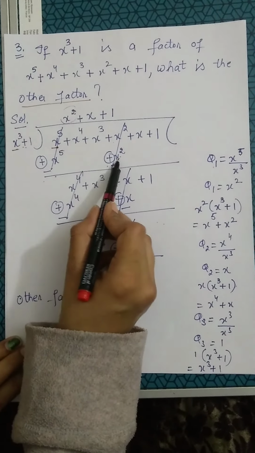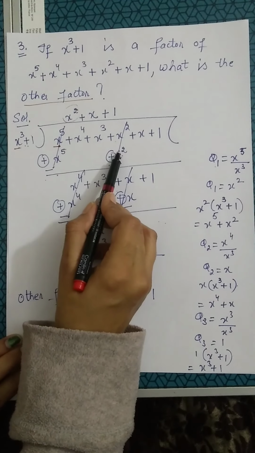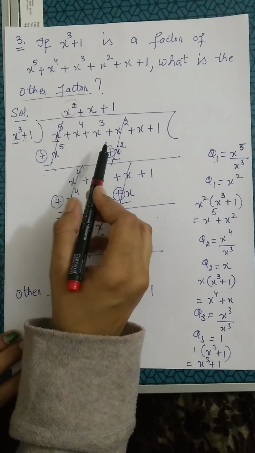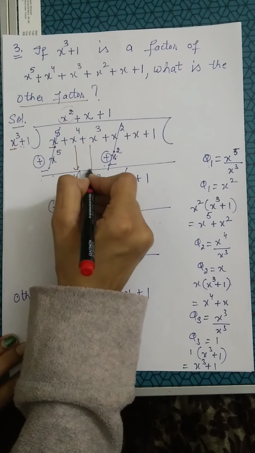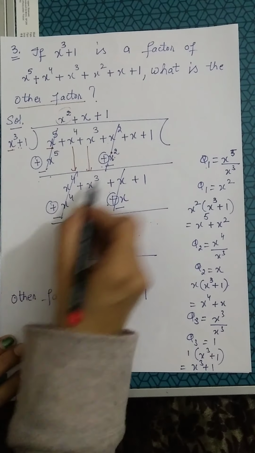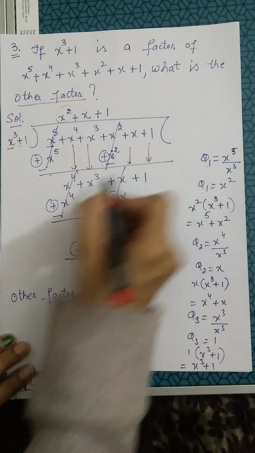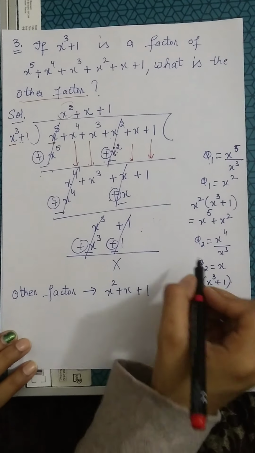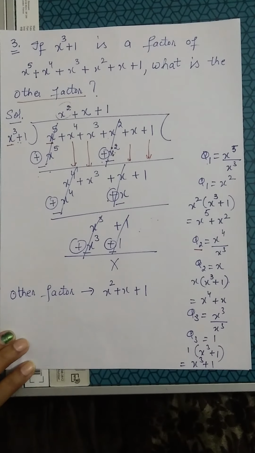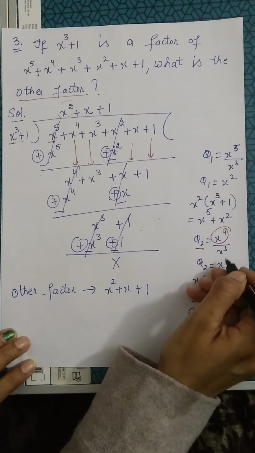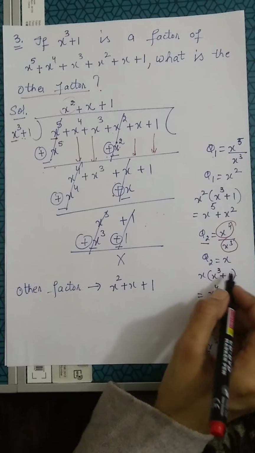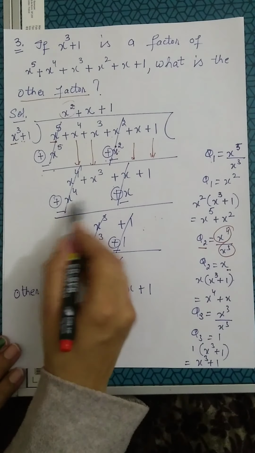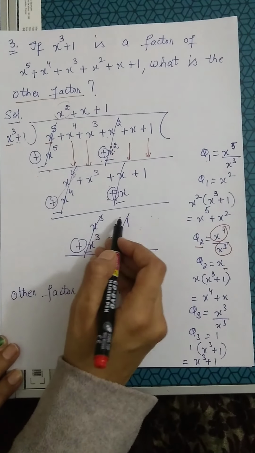Writing like terms below like terms, simplifying. Now this got cancelled. Okay, here after this x raised to power 5, the term which is coming is x raised to power 4. So whatever the terms which are left, we will be writing here. Now here for the second quotient, the term is x raised to power 4, which will be divided by x raised to power 3. Again doing the same way, we'll subtract it and this got cancelled.